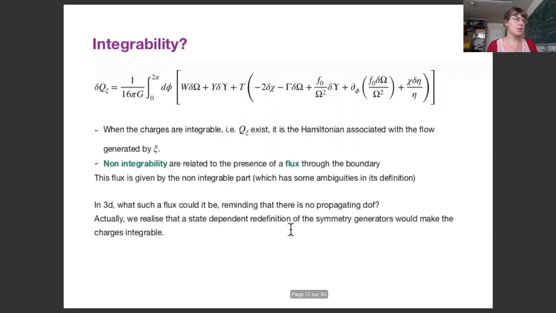So now we have the charge, and as I was telling you, are those charges integrable or not? Can I integrate over the phase space, not over this spacetime integral, but really over this delta? What is important is that when the charges are integrable, it means that this Q exists, and it's really the Hamiltonian associated with the flow generated by that symmetry psi. And we will see that later, but when the charges are non-integrable, it means that they are related to the presence of a flux through the boundary. We will see that a bit later in the 4D case, but the flux will be given by the non-integrable part of the charge.